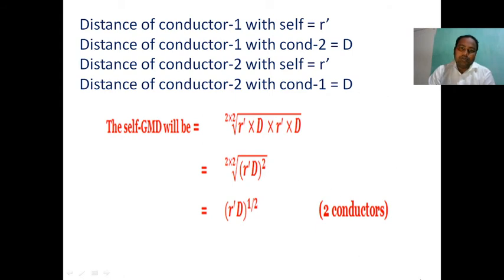So please simplify the formula. We get fourth root of R dash D square, simplified, R dash into D whole power 1 by 2. This is the self GMD of bundle conductor having two conductors. Similarly, we can derive the inductance of three subconductors.